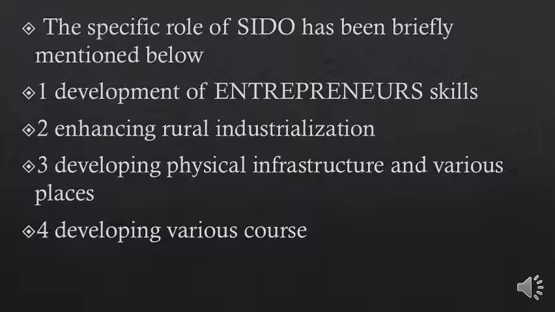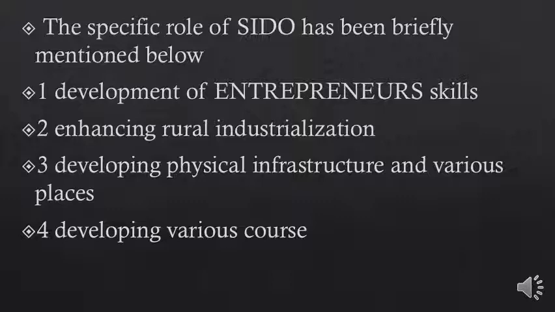The third important objective is developing the physical infrastructure at different levels or different places, like in Gujarat, we know Gandhidham, Surat, Hajira in Surat, Vapi, different places for industrialization. But in these places, developing infrastructure is a must. So that is the focus of SIDO.